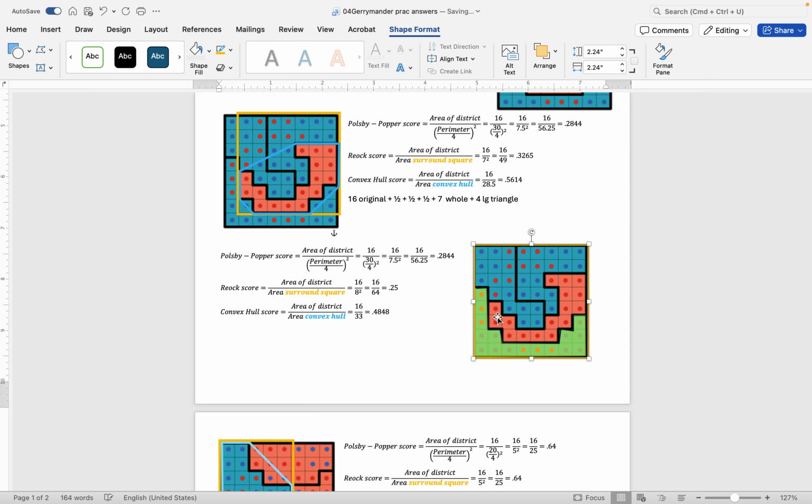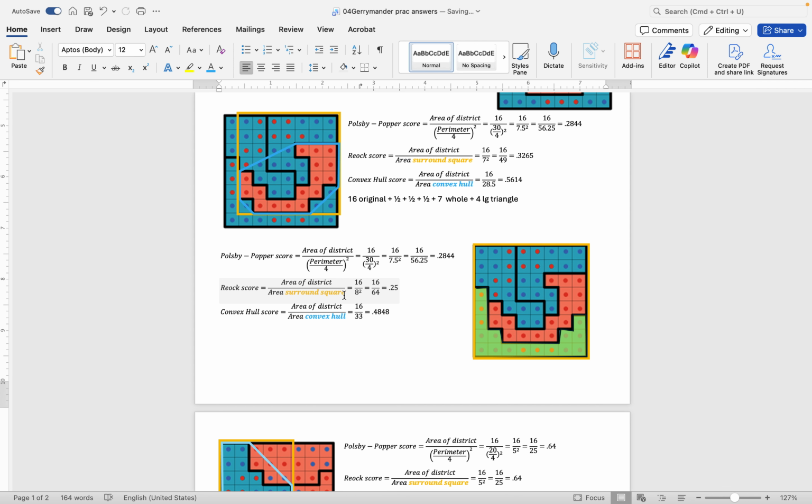It's true that we could make a smaller rectangle, and it could be shorter and would still surround our district, but that's not the Reock method. Reock uses squares only. Okay, so squares only. And so we need 16, and we're going to divide that by the area of our 8 by 8 square. So 8 times 8 is 64. 16 divided by 64 is our final Reock score of 0.25.